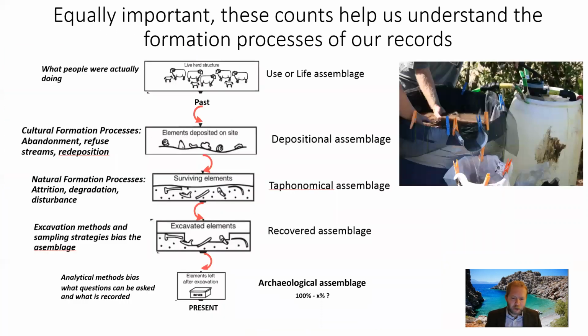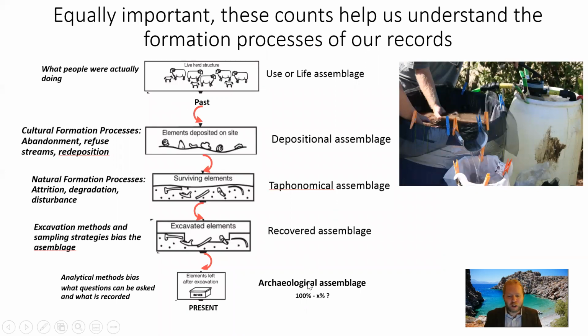And so we can look at this by thinking about the formation processes of these records. And so this is fairly well understood for the archaeology, the zooarchaeological record. We're interested in what people were actually doing. So they're livestock, right? They're herds. But this is, of course, biased by cultural formation processes. How are they slaughtering the animals? Where are things deposited? Then it's further altered from natural formation processes. Is the soil acidic, so only large cattle are surviving? It's further biased by excavation methods. And then we end up with a kind of archaeological assemblage of 100% minus X%.